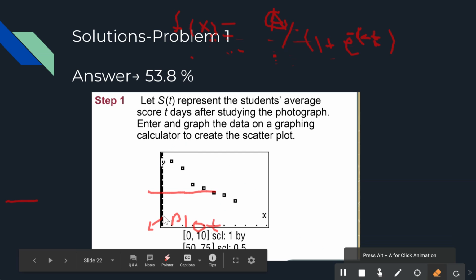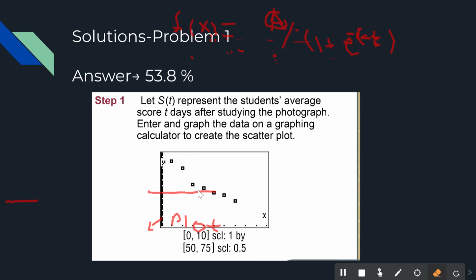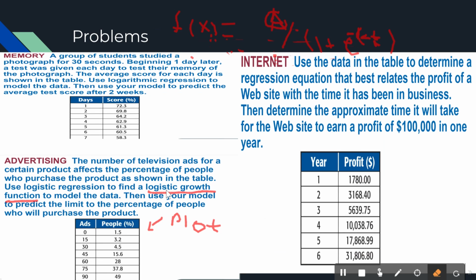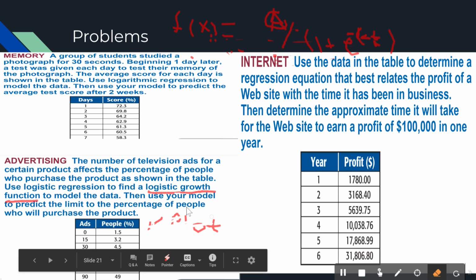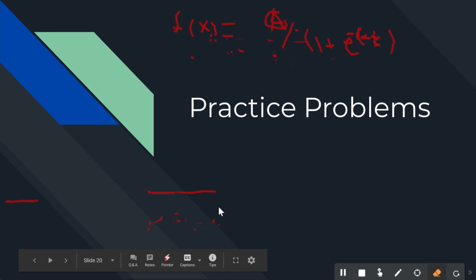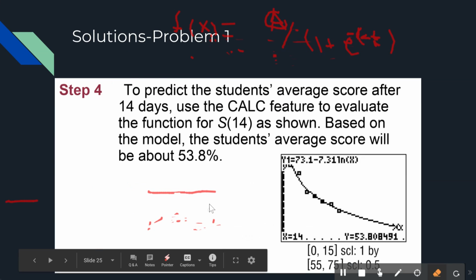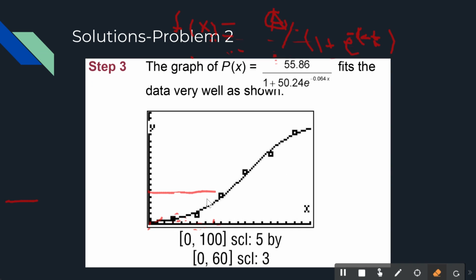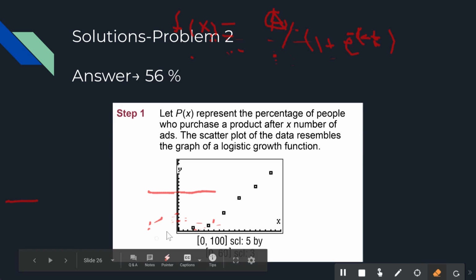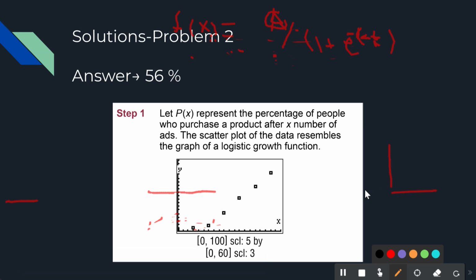Sorry, guys. I'm gonna plot it, and this is our scatter plot, and this is in the general shape of a logistical growth function. If you don't know what a logistical growth function looks like, it looks something like this. And this is our carrying capacity A.